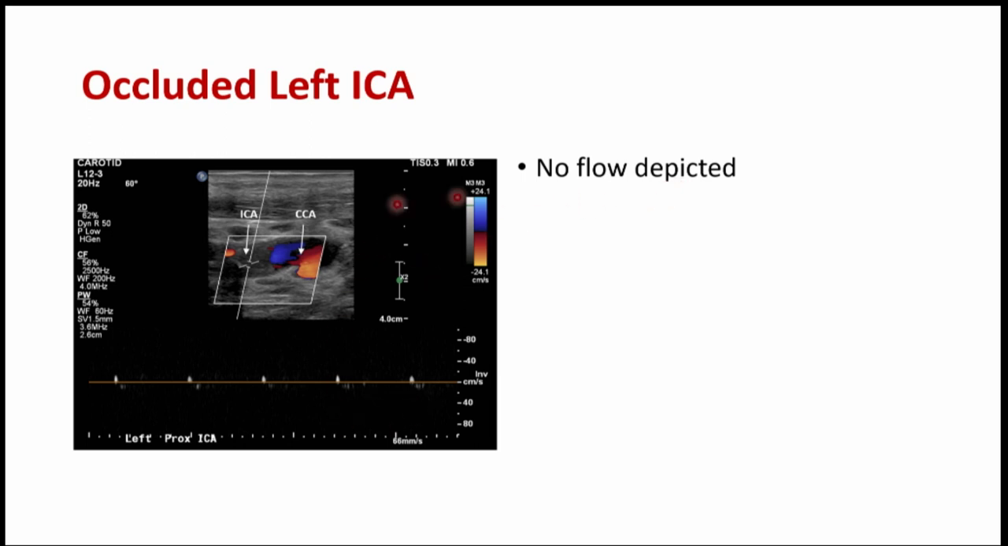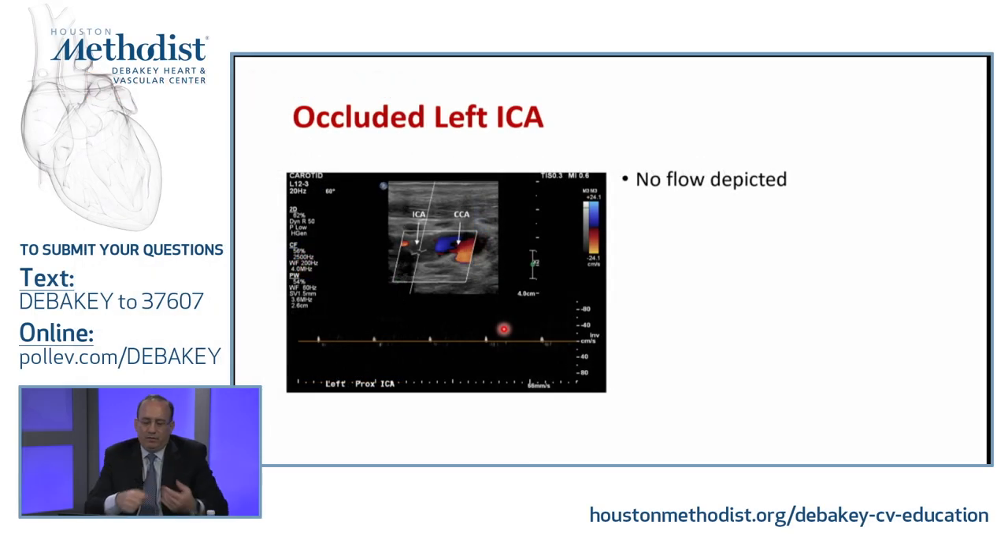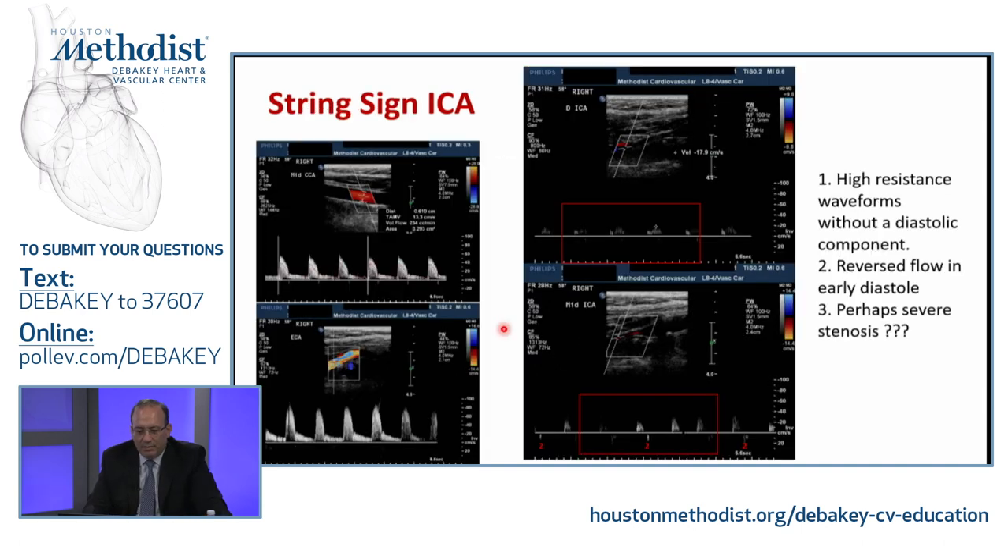So what happens here? Well, here we're going to start going into more significant pathology. Here's a common carotid artery that's patent, and then here what we see is just an occluded internal carotid artery, and what we're feeling here is just probably the thump or the pounding of reverberation into that occluded segment. And that's a patient with a known chronic occlusion of the internal carotid artery. So what's next? Let's talk about what a string sign looks like.